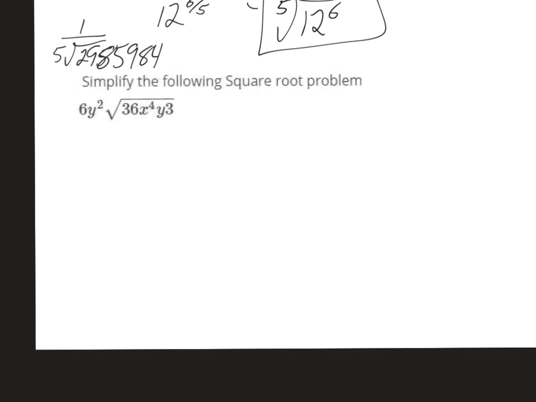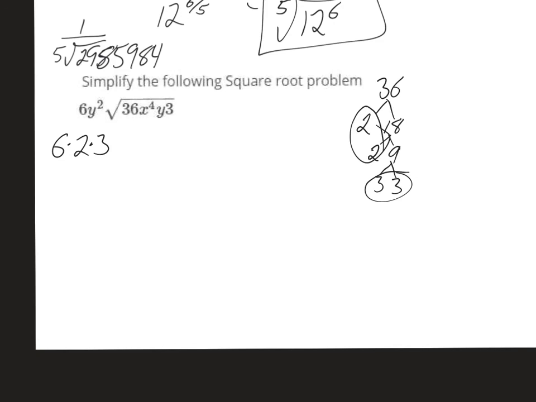For the very last one, we are simplifying the following square root. So 36, what's the square root of 36? You could look at it and just say 6. If you don't know, then it is 2 and 18, 2 and 9, and then 3 and 3. So pair of 3, pairs of 2s. So we have 6 times 2 times 3.